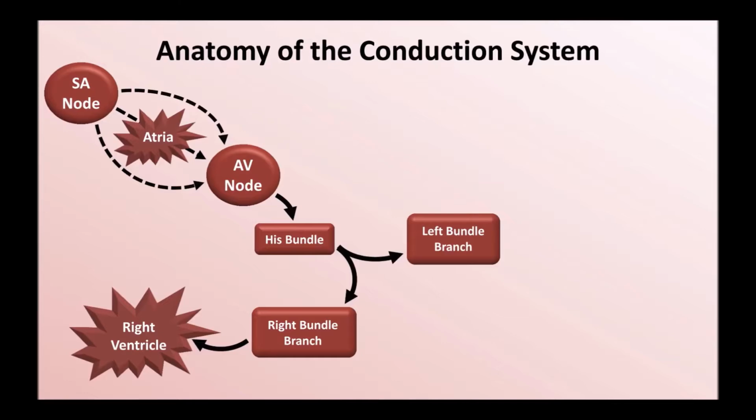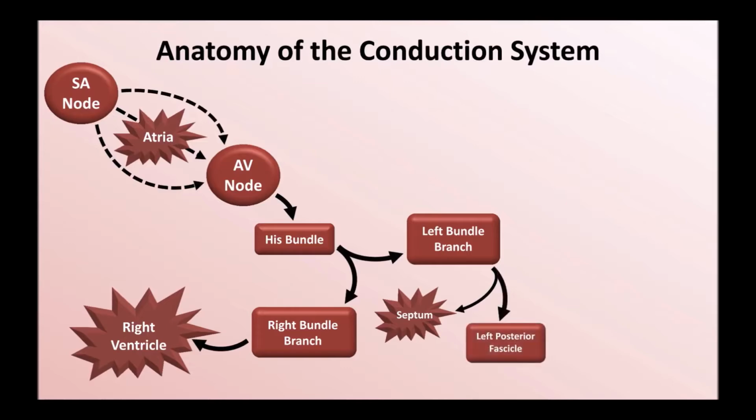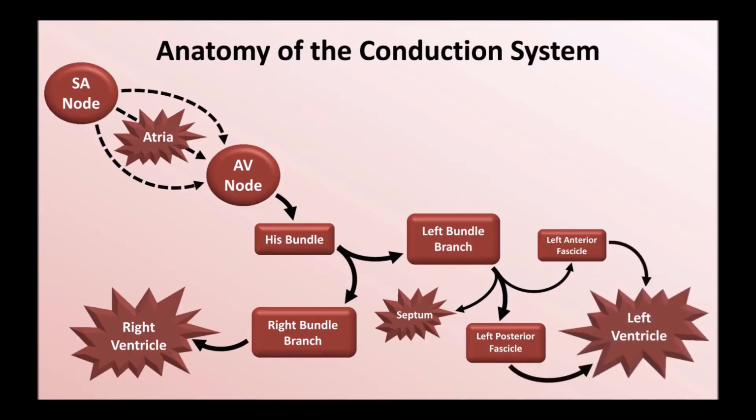The left bundle is a little more complicated, with some poorly defined fibers branching off and triggering depolarization of the septum. In addition, the left bundle further divides into a posterior fascicle and a less robust anterior fascicle. The posterior fascicle loops both posteriorly, inferiorly, and slightly medially, while the anterior fascicle loops both anteriorly, superiorly, and slightly laterally. Both are normally responsible for depolarization and contraction of the left ventricle.